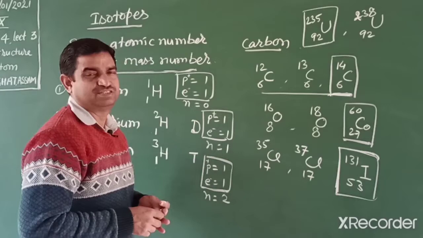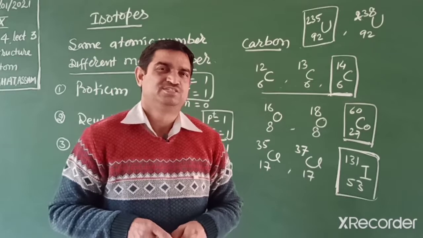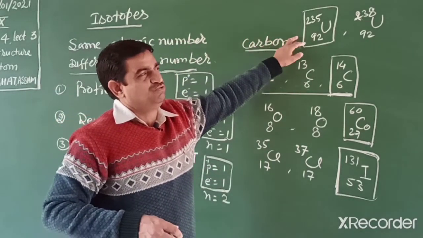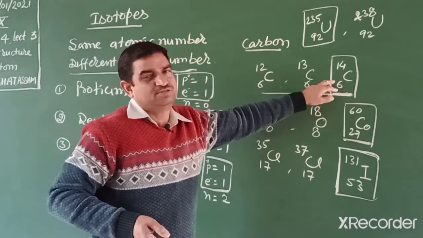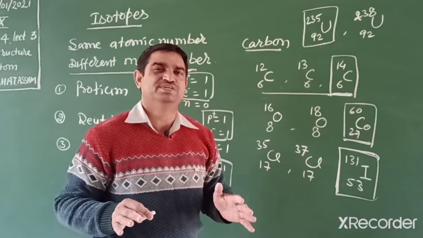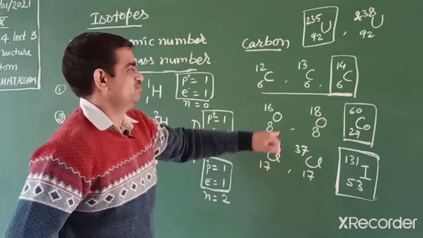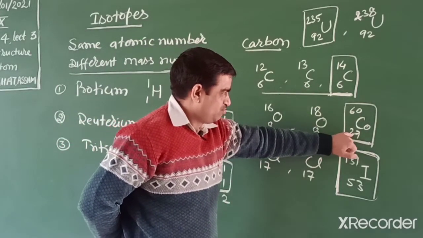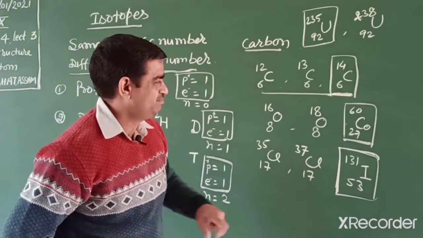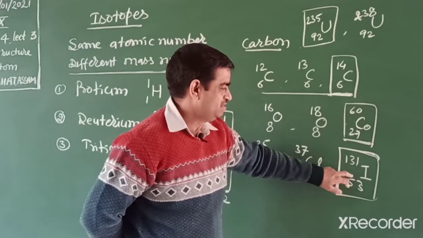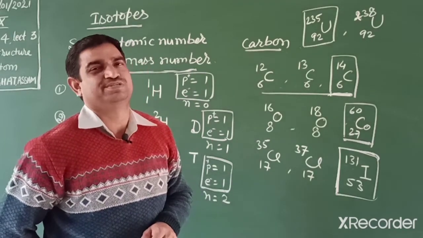So these are some characteristics of isotopes, and some applications are given in your NCERT. Learn that, especially the use of uranium isotope as a fuel in nuclear reactors for making electricity. Carbon-14 is used for detection of the age of the earth or any sample. Cobalt-60 is used for treatment of cancer, to destroy the cancer cells. Iodine-131 isotope is used for treatment of goiter.